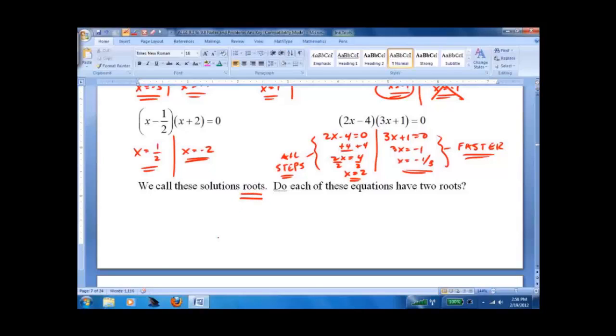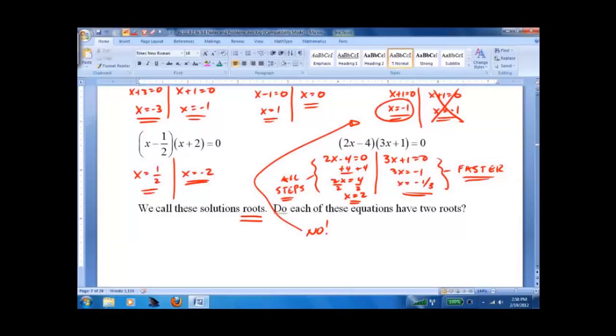Why? It's a long story. That's just what we call it for now. Do each of these equations have two roots? No. The one up top here did not. It had two roots that were the same, so we'll call it only one. Usually two roots, but not always.